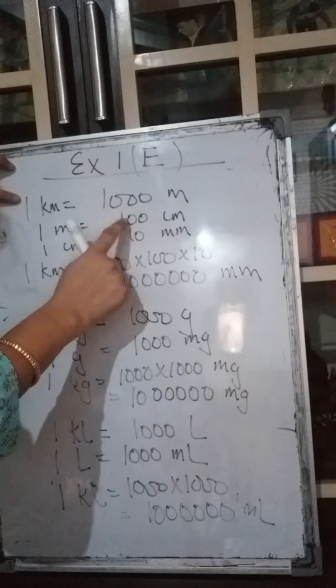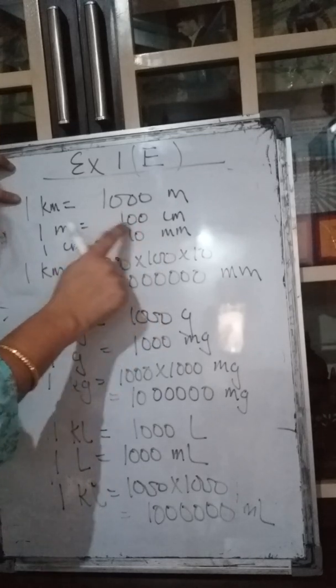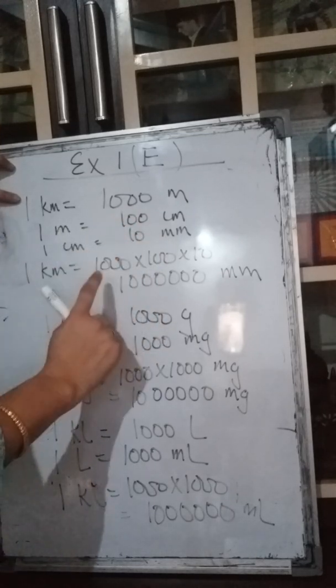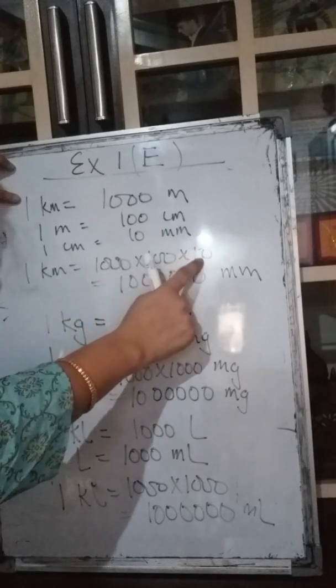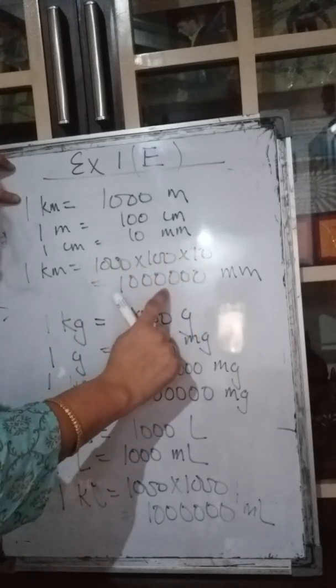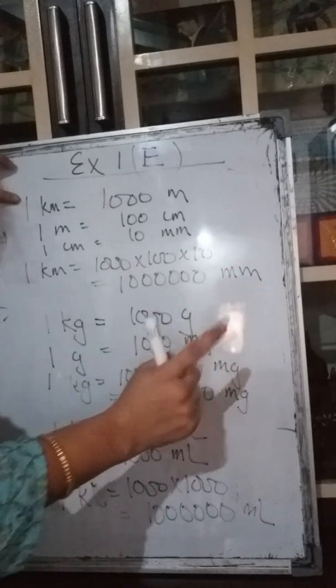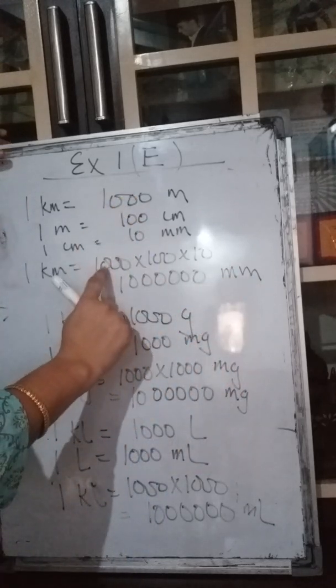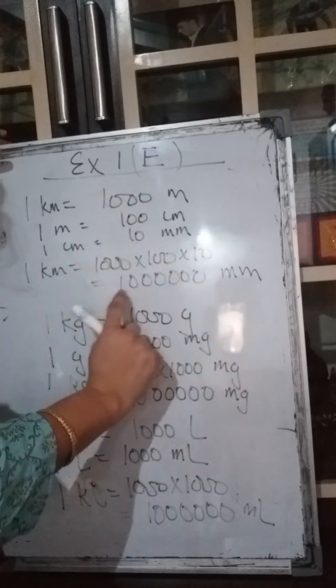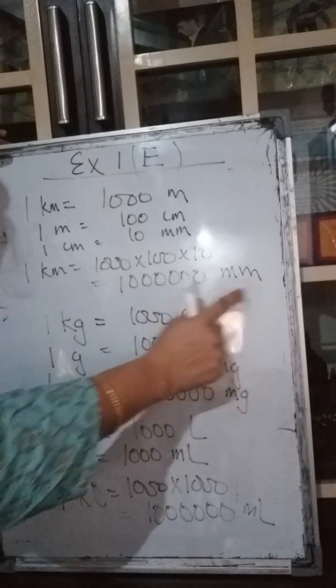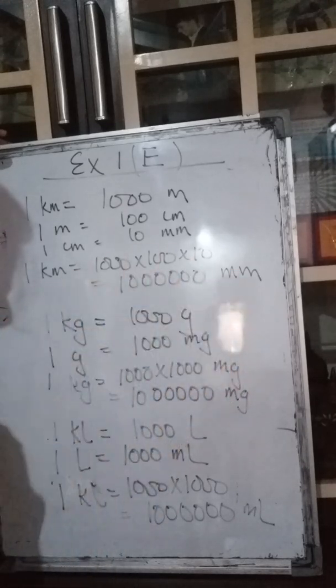And from here we have to go till millimeter. We will again multiply it by 10. So 1000 into 100 into 10, which makes 10 lakh millimeter. Or simply you count the number of zeros. 1, 2, 3, 4, 5, 6. 1 with 6 zeros. This many, 10 lakh millimeter.